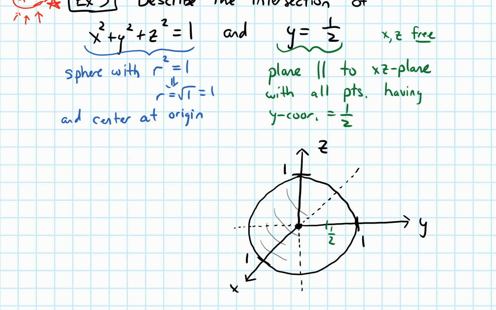Okay, so what I'm going to do now is, the y coordinate always needs to be 1/2, so I need to draw a plane that's parallel to the xz plane. So I'm going to start off by drawing a line through 1/2, through this point where 1/2 is on the y-axis. That's parallel to the xz plane, so that's just going to look like a line that's parallel to the x-axis, so something like this, going that direction and then coming forward in this direction.